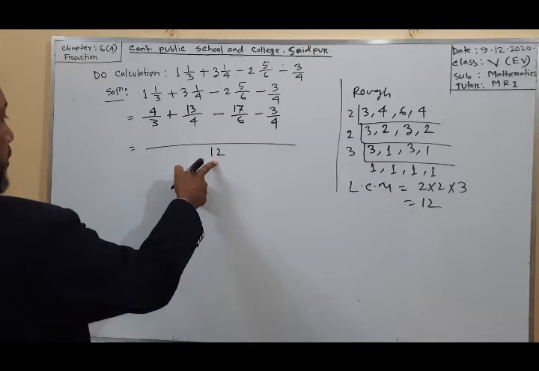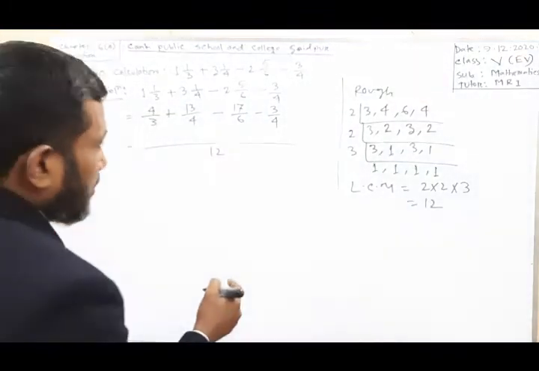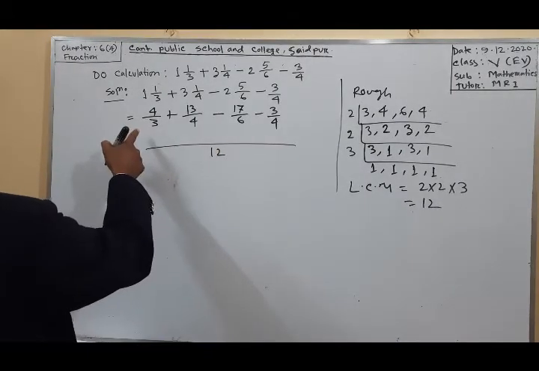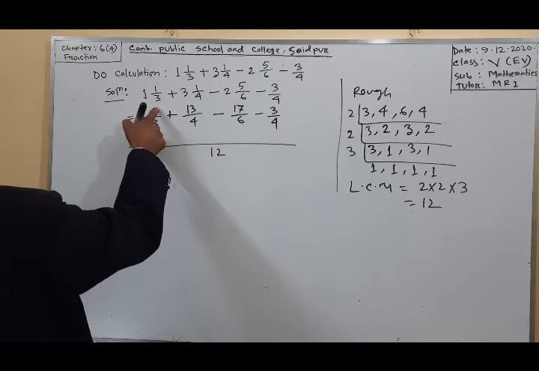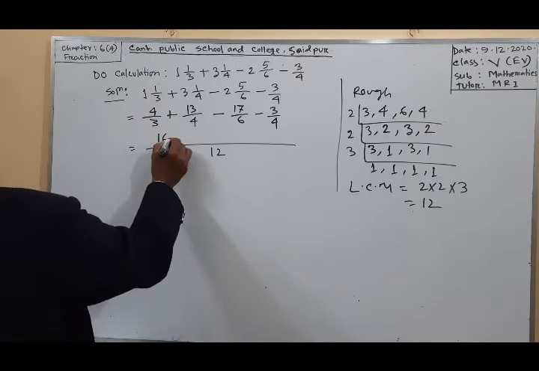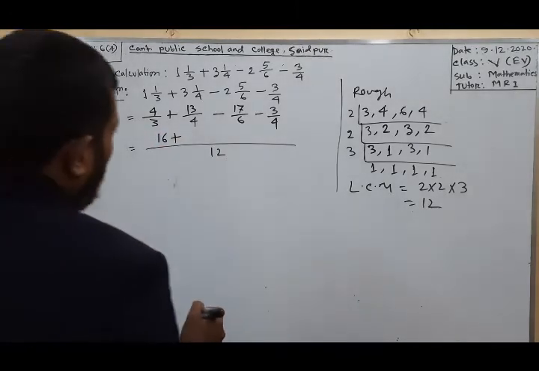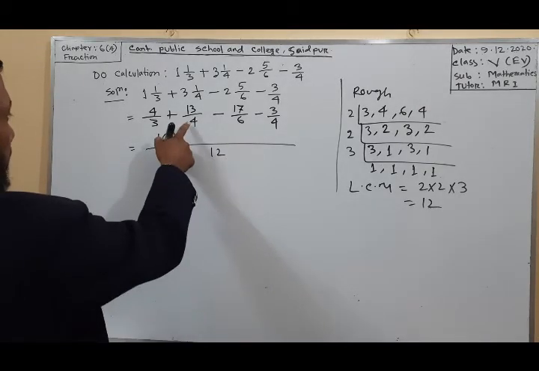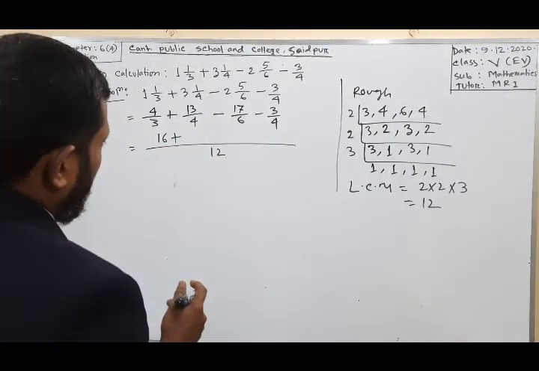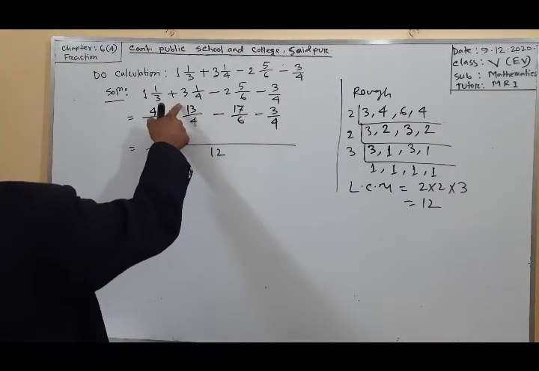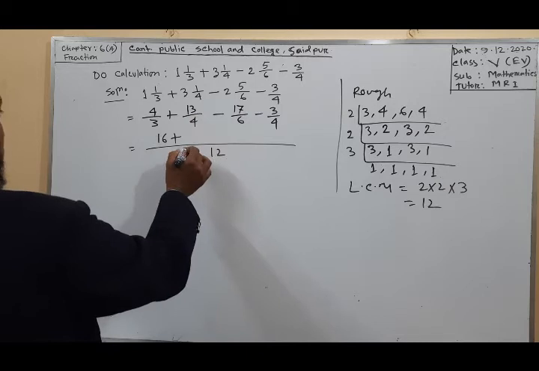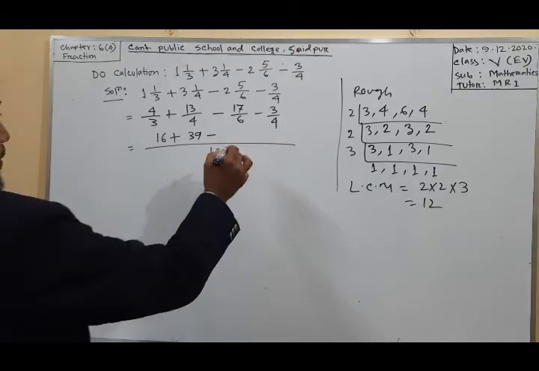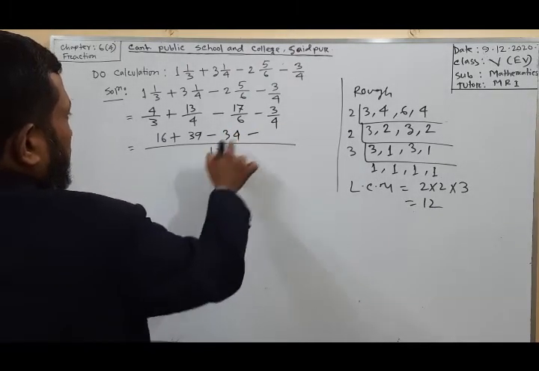12 is divisible by 3, and our quotient will be 4. This 4 is multiplied with the numerator, and here the numerator is 4. 4 fours are 16. 12 is also divisible by 4, and here the quotient is 3. 3 is multiplied with the numerator 13, that is 39. Similarly here 2 times 17 will be 34, and 3 times 3 is 9.